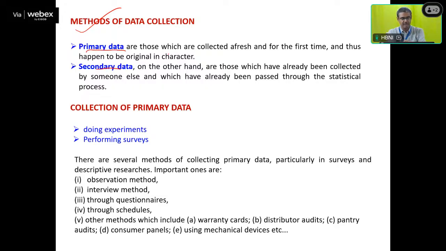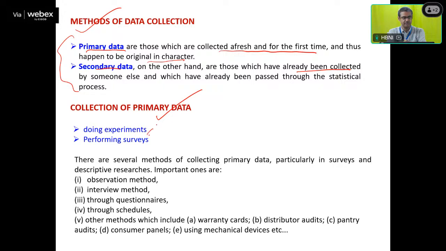So we discussed primary data are those which are collected afresh for the first time, and thus happen to be original in character. Secondary data, on the other hand, are those which have already been collected by someone else and which have already passed through statistical process. So there are two types, primary and secondary. First we discuss what are the general methods of primary data collection.